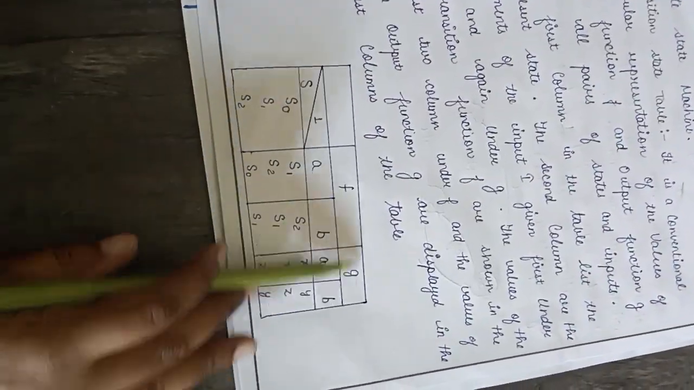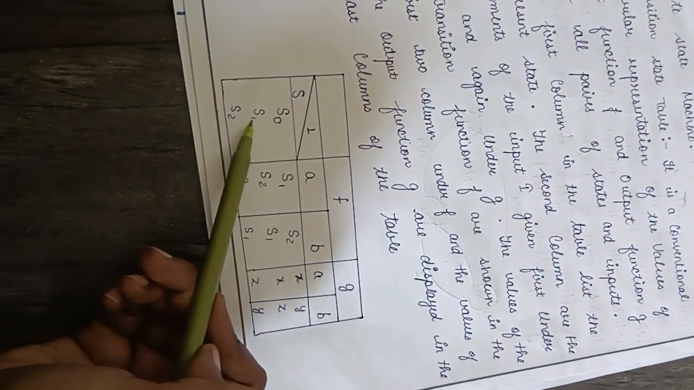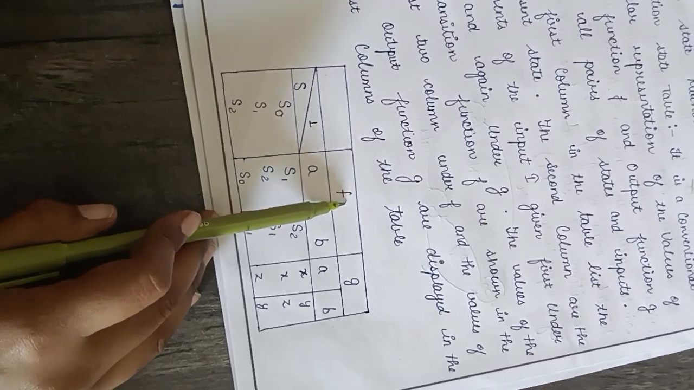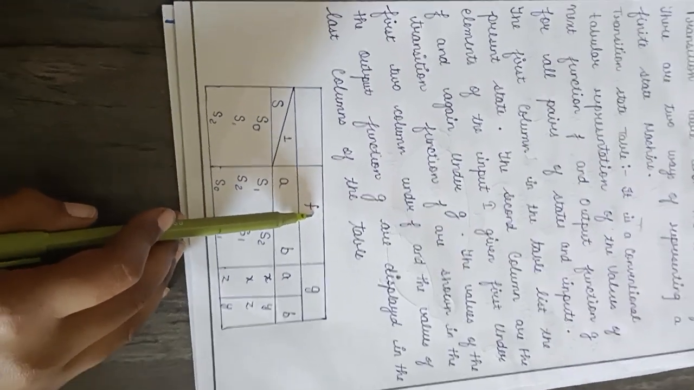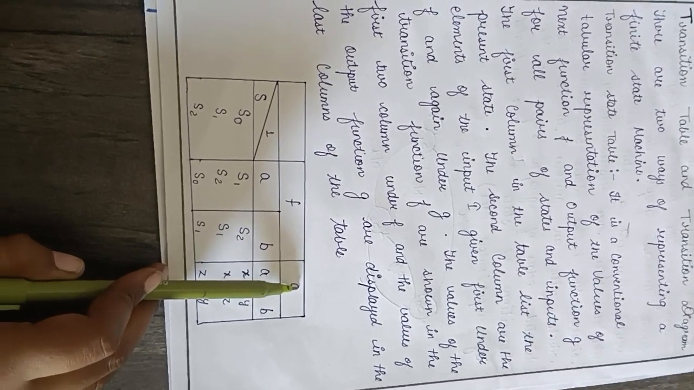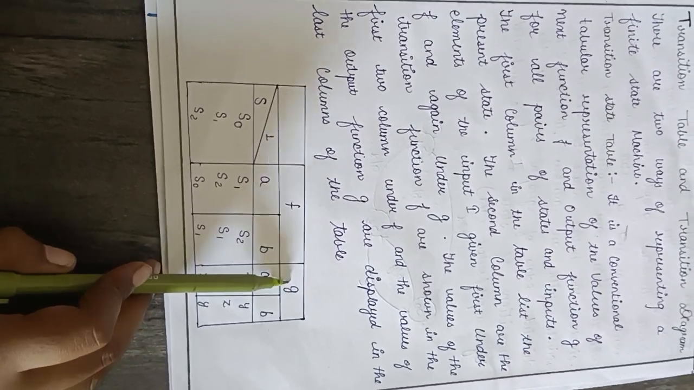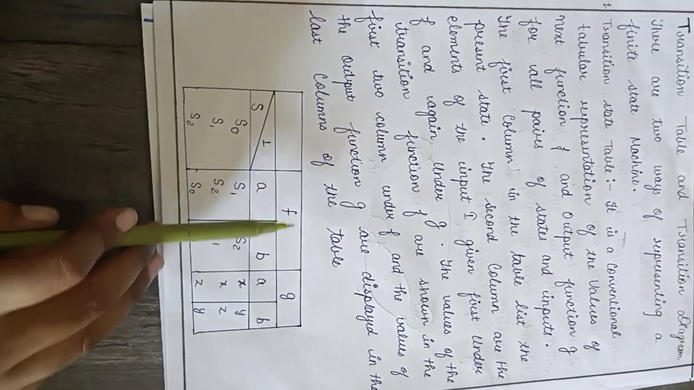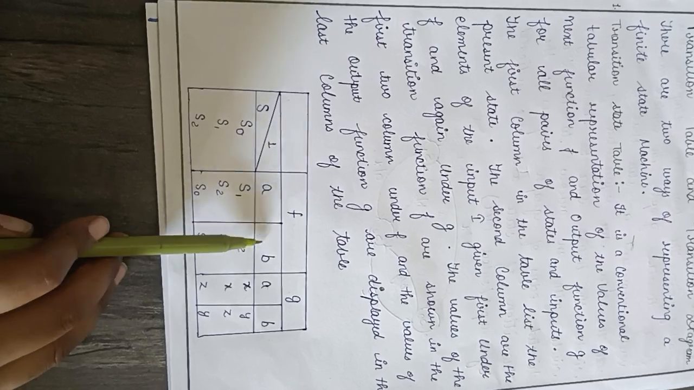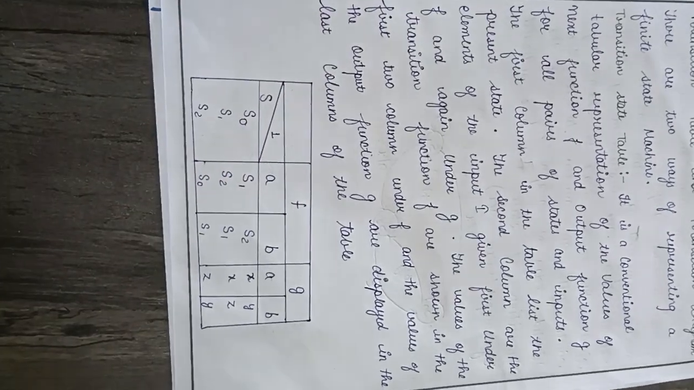So here you can see this is a table. In the first column we are representing the states S0, S1 and S2. Under f we have two columns that are the input values, and g represents the output values.